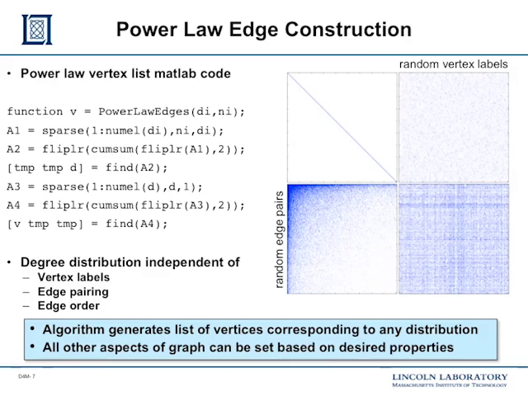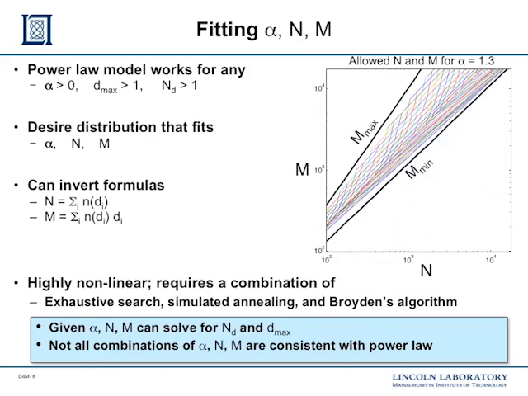So that basically talks about how we can construct a graph from our perfect power law edge. Now, this is a forward model. Given a set of these three parameters, we can generate a perfect power law. But if we're dealing with data, we often want slightly different parameters.